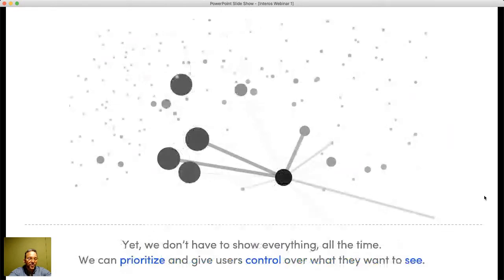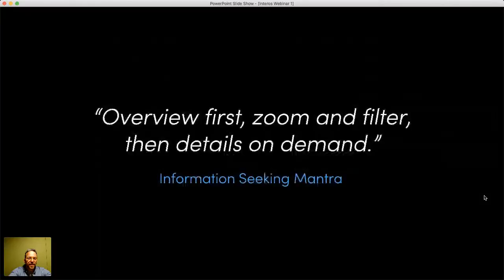Yet, we don't have to show everything all the time. We can really be critical about what we show, we can prioritize, and give users control over what they want to see. That's a super critical thing for us to think about. And I always go back to what is called the information seeking mantra: overview first, zoom and filter, then details on demand. That's a really powerful idea for us to think about.